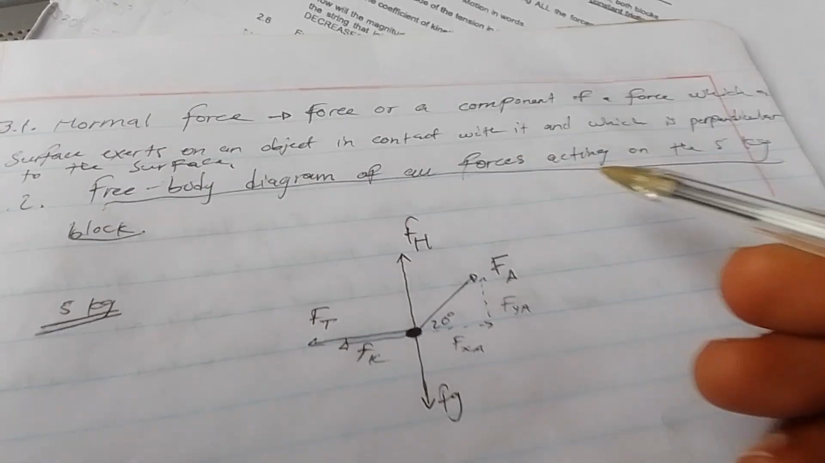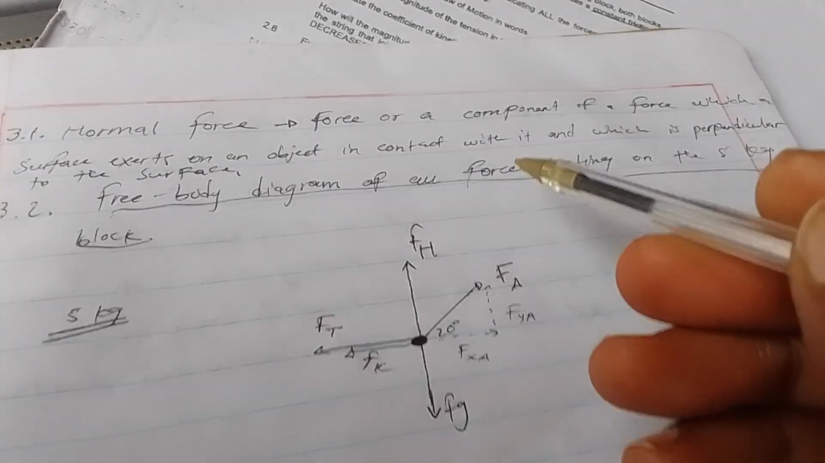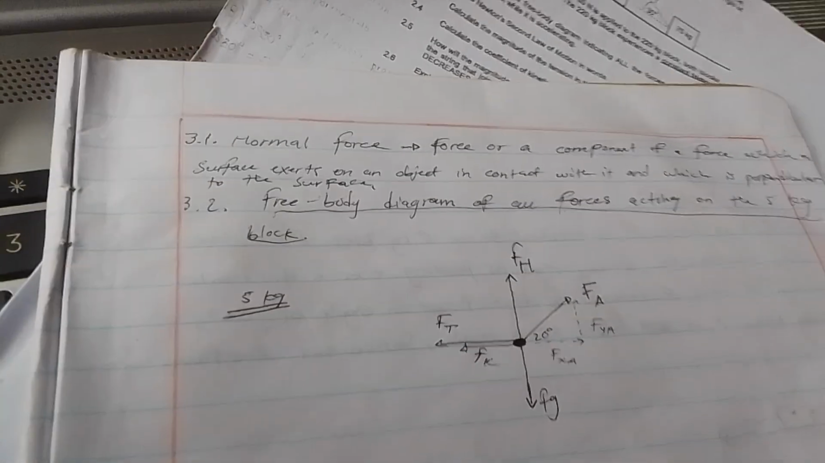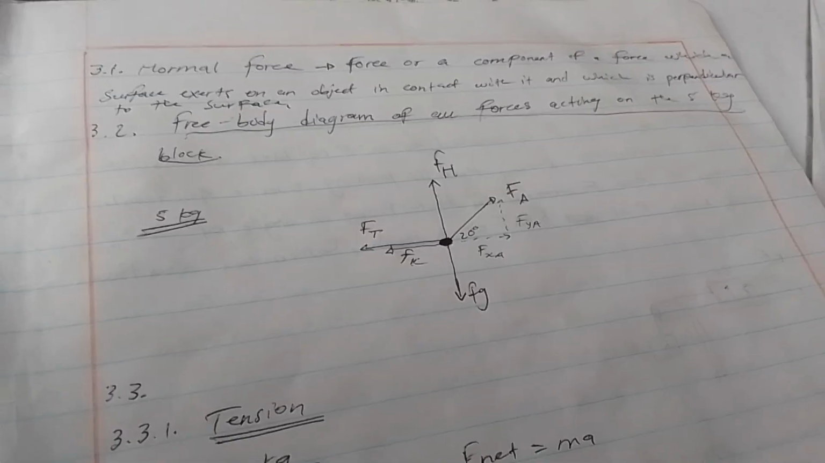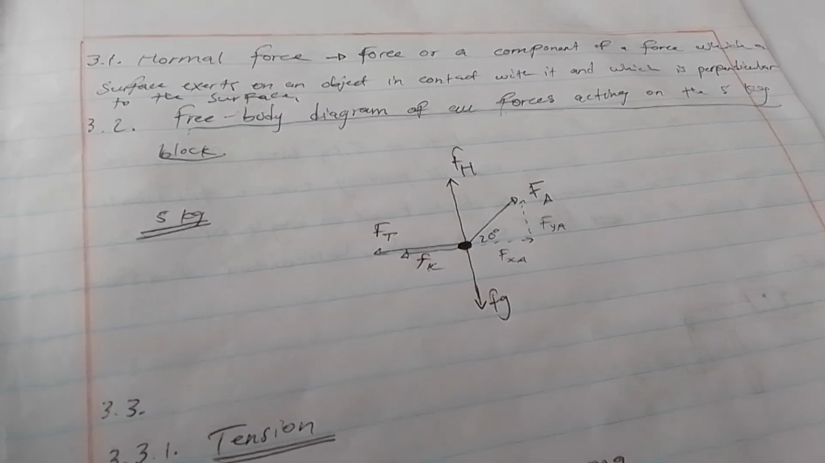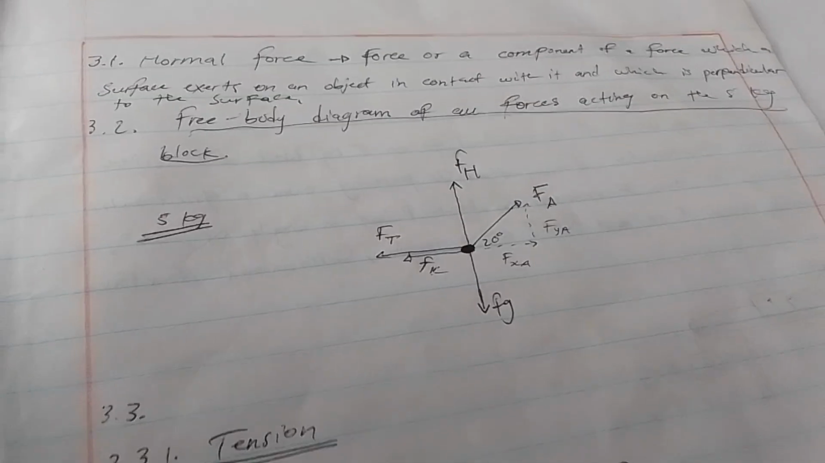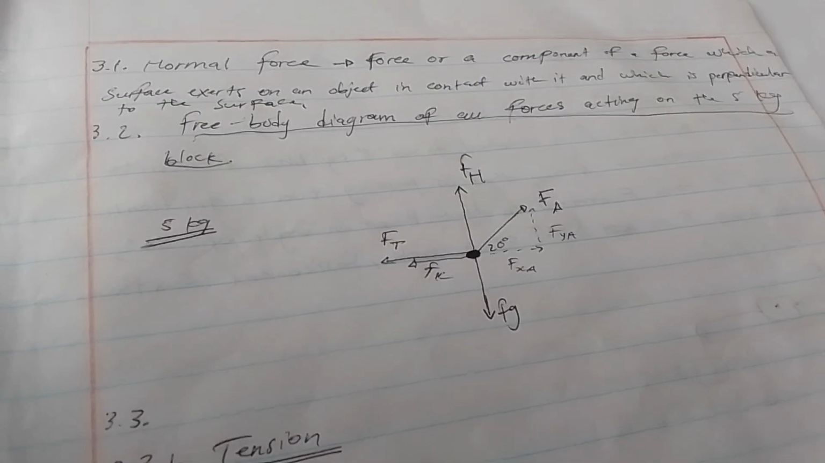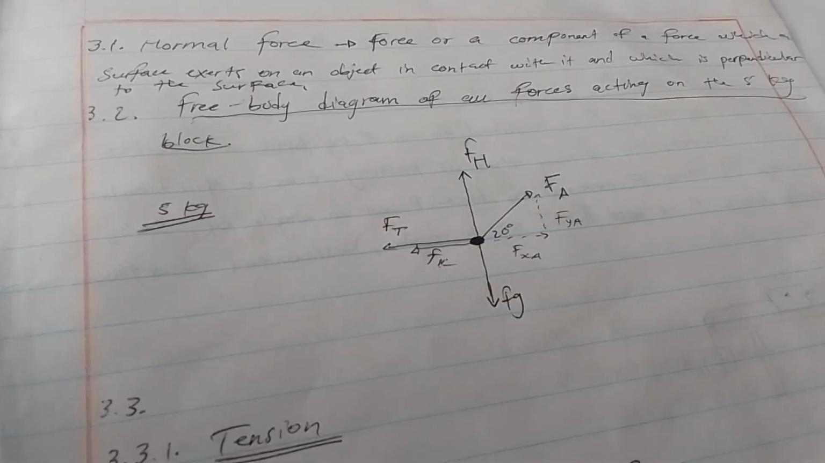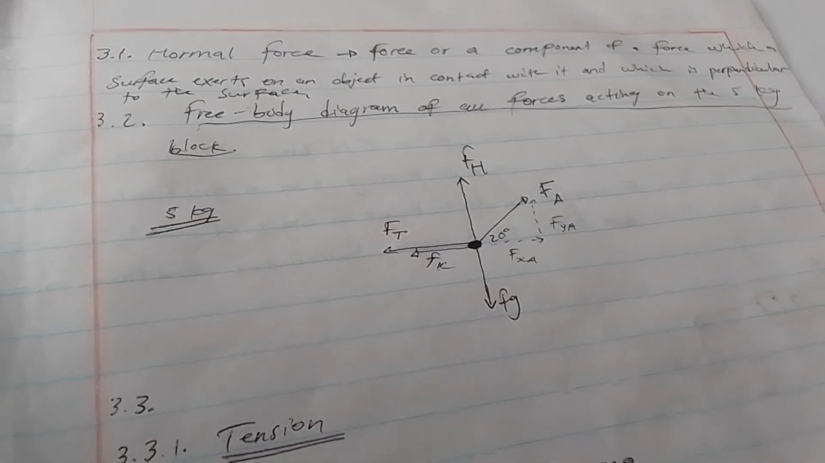And then the normal force is perpendicular to the surface. Always remember that the normal force is perpendicular to the surface. It doesn't matter if the surface is inclined or horizontal. The normal force will always be perpendicular to the surface, because it is the surface that exerts that force on our object.